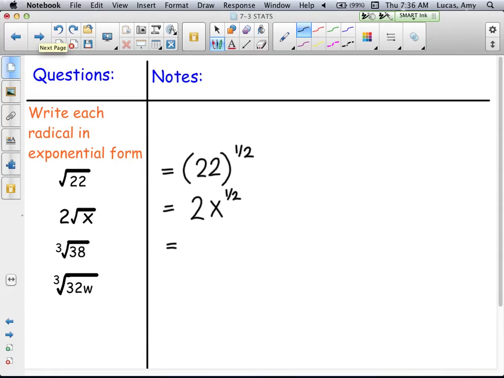My third one would be 38 to the power of 1/3. And then my last one, 32w to the power of 1/3. And that's all that we'll do to simplify these for now. That bottom one does actually simplify a little bit further, and we'll work with that later on in this course.